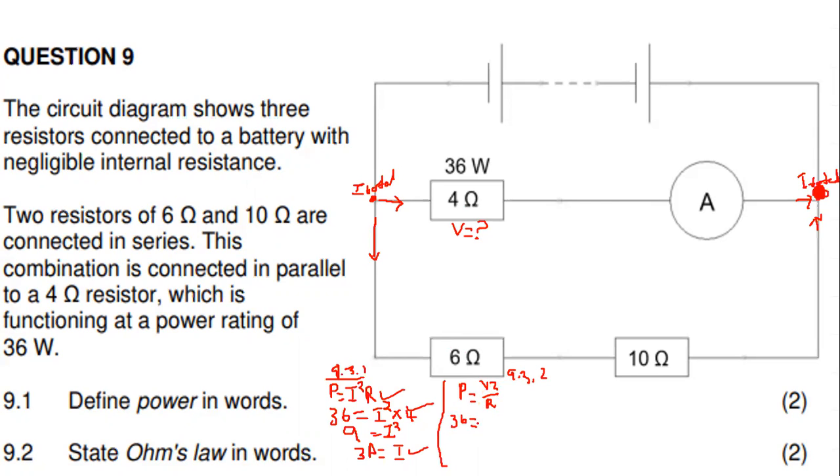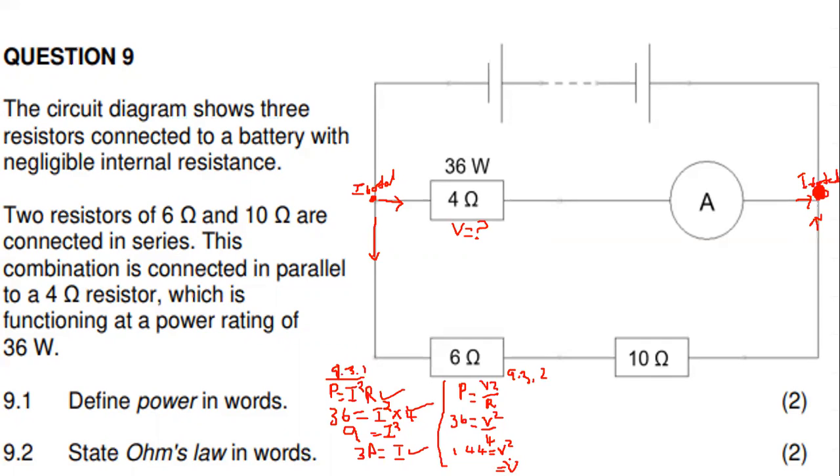I know my V is what I'm looking for, so it will be V squared divided by the resistance there, it's 4. So V squared is going to be given by 36 times 4. So 36 times 4, if you calculate it, it gives you 144. Remember, you don't want V squared, you want V.